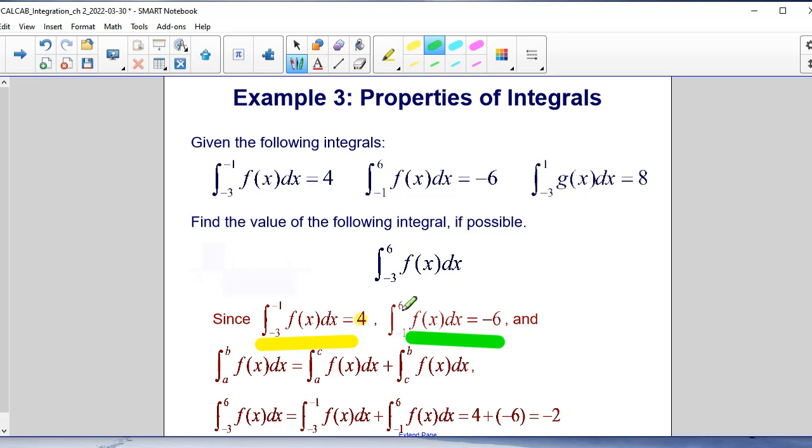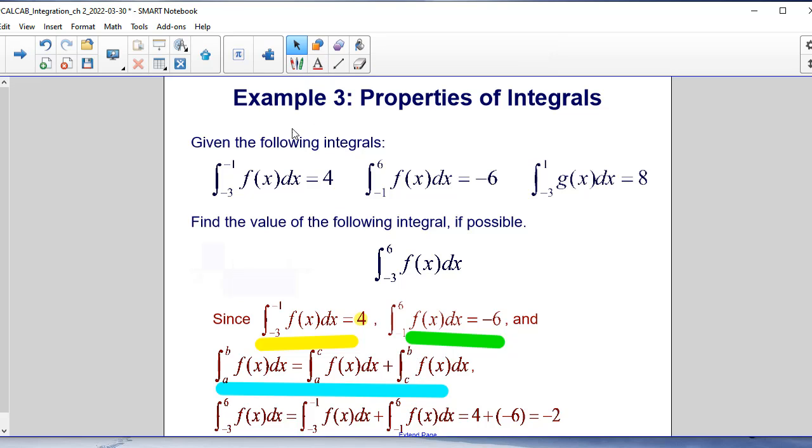from -1 to 6. Now, one of our rules that we learned earlier was that we can take a range of a to b and split that up into two parts. So if there is a value c that falls in between a and b, we can find the integral from a to that one point and then add that from that interior point out to the other end point. Let me give you a graphic so you have something to visualize.